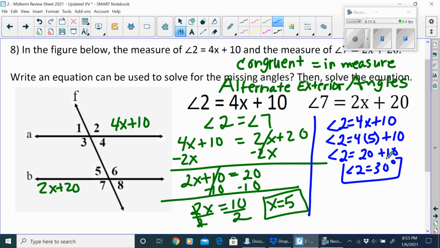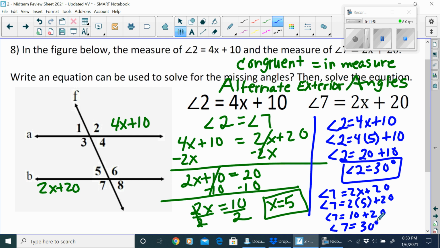Okay, that's that answer. Let's do angle 7. Angle 7 equals 2x plus 20. Angle 7 equals 2 times 5 plus 20. 2 times 5 is 10, plus 20. Angle 7 equals 30 degrees. And that's right, because they're alternate exterior angles, they're congruent, equal in measure, so they both should equal the same number of degrees.